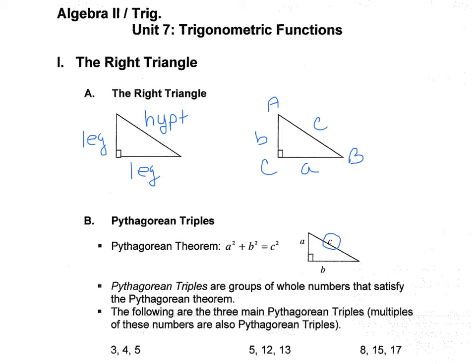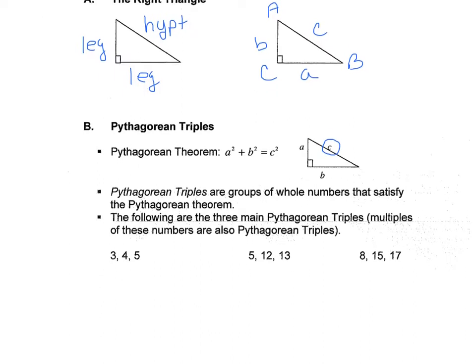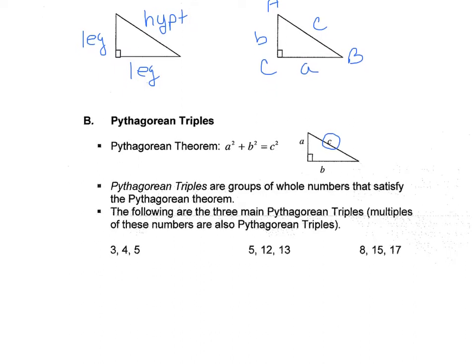There are measures of sides called Pythagorean triples. These are numbers that always work with the Pythagorean theorem. For example, 3, 4, 5 works because 3 squared plus 4 squared equals 5 squared. So does 5, 12, 13, and 8, 15, 17. Multiples of these numbers also work. Multiples would mean, for example, for 3, 4, 5, I could have 6, 8, 10. I multiplied all of them by 2, and 6 squared plus 8 squared would also give me 10 squared.